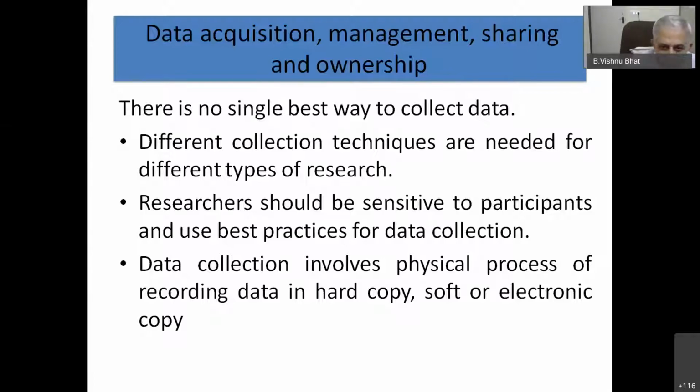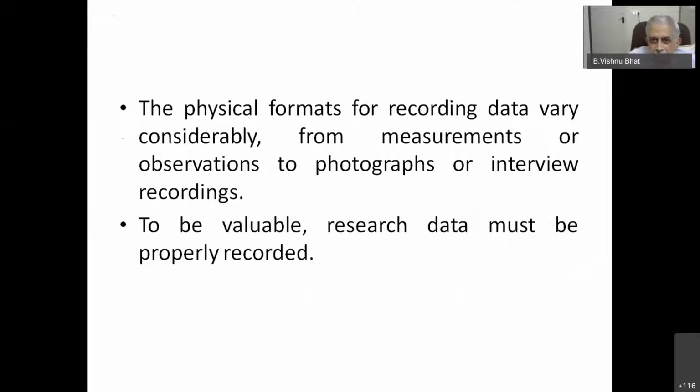So data collection involves the physical process of recording, the hard copy, soft or electronic copy, whatever you have to take care of. Every time, it is better to keep a physical copy, even if you are doing an electronic version of data recording. Valuable research data must be properly recorded. There should be no accident, fire accident, and especially if you are taking photographs or interview recordings, they should be kept confidentially. They should not be given to somebody else without permission.